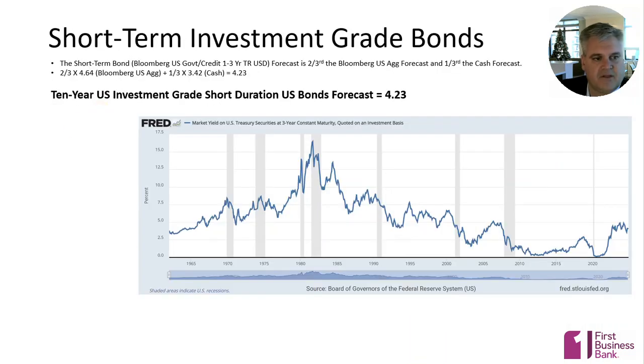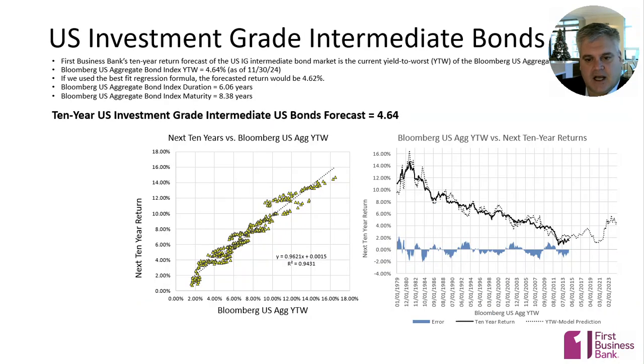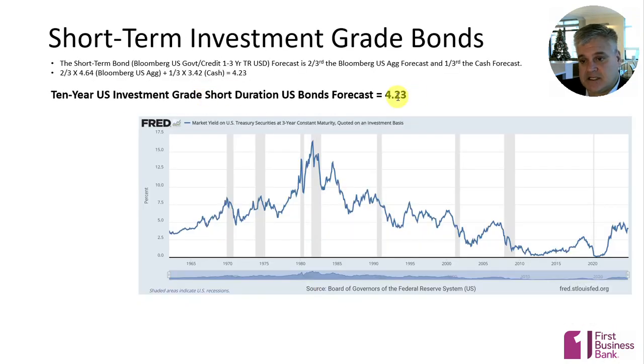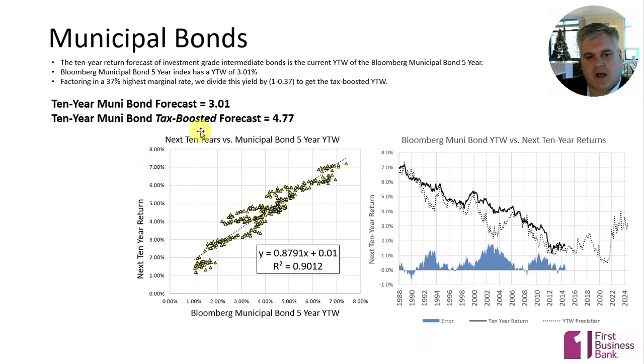When we look at the next asset class here, short-term investment grade bonds, it's basically just a blending of the money market or the cash rates in intermediate duration. So it's right in the middle of about a 4.2%. We look at the muni bond side, it's a similar dynamic. We're getting to a yield to worst of just about 3%.